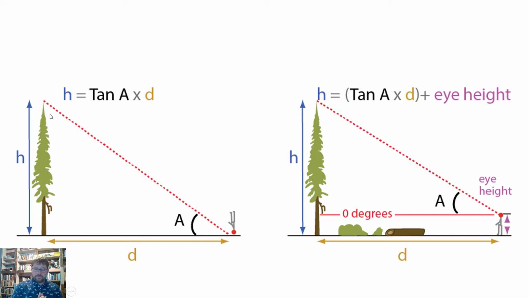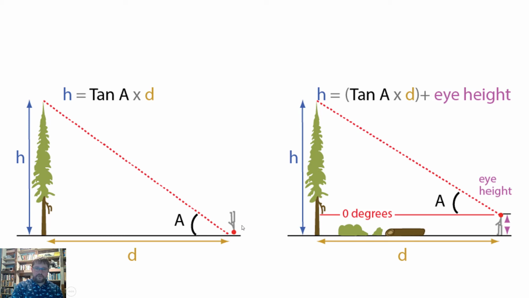And for most clinometers, they only allow you to look at somewhere around a 49 degrees angle. Okay, so you'll have to take that into account, the equipment that you're using.